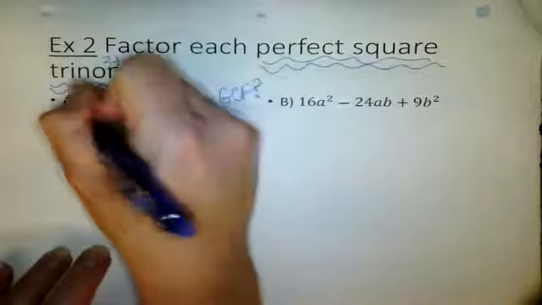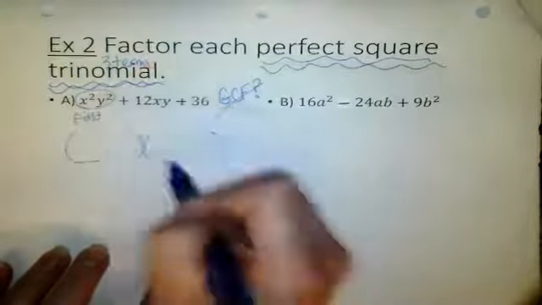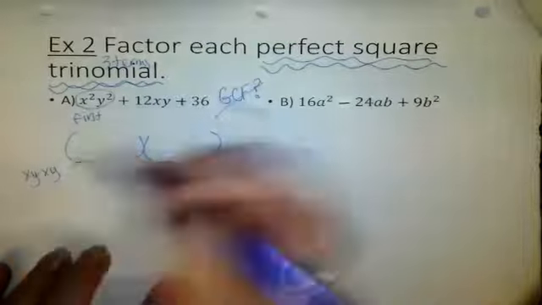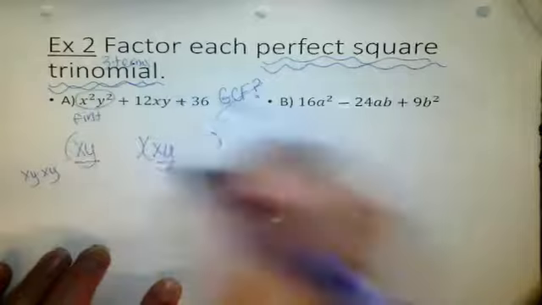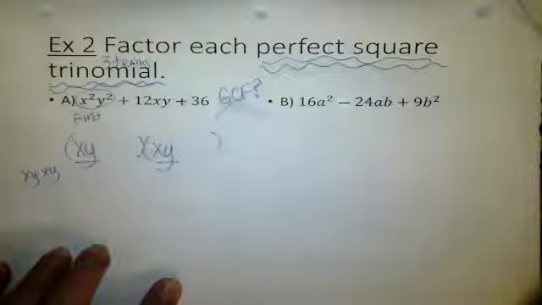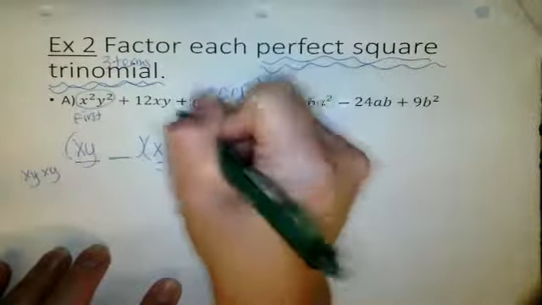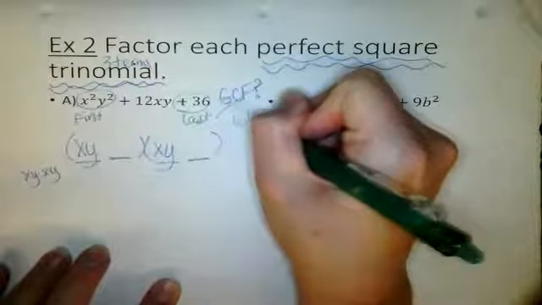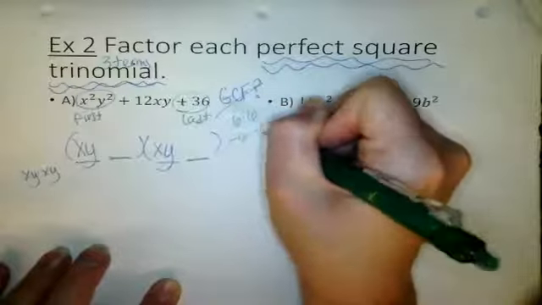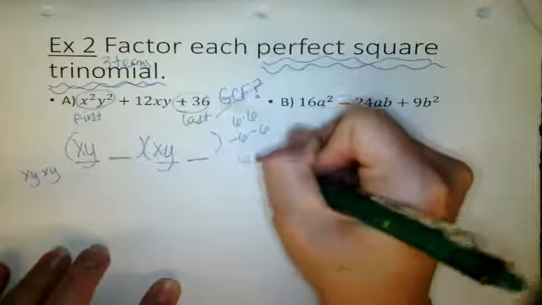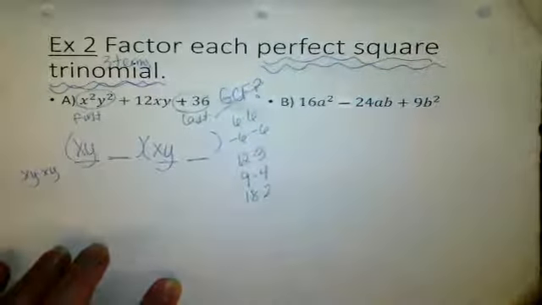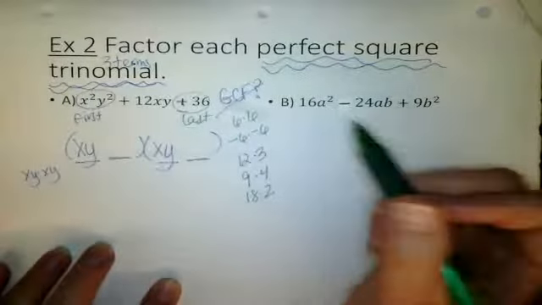First times first has to be the first term. What times what is x squared y squared? xy times xy. Very good. And then last times last has to be the last term. What times what is positive 36? 6 times 6 or negative 6 times negative 6. And there's lots of other options, right? 12 times 3, 9 times 4, 18 times 2, just to give you a few of them. 36 is kind of a super number. Which one are we going to go with?